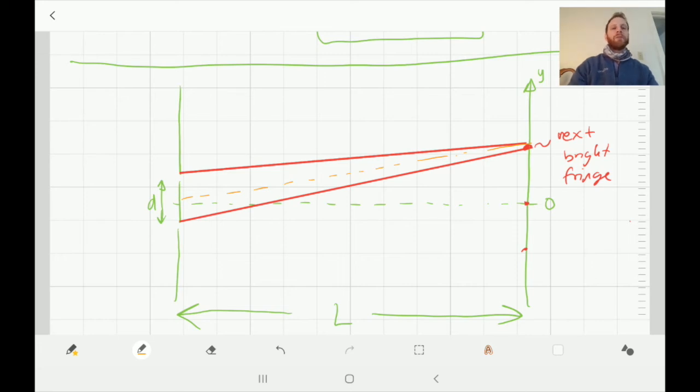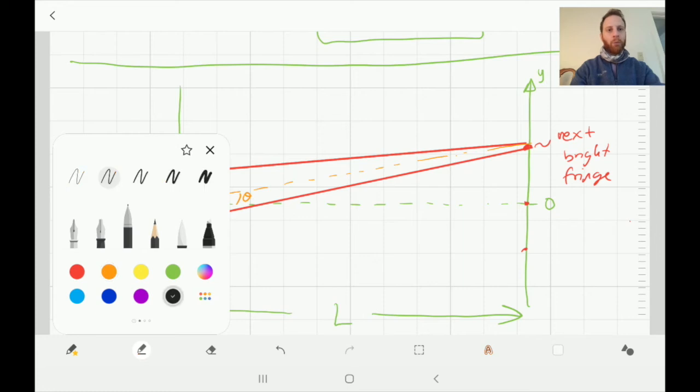And as it turns out, the angles here are all going to be pretty similar if L is much bigger than D, but let's indicate this as being the angle theta. Now, the path lengths from each of these slits to this bright fringe are not quite equal, but they are close to equal. Let me just point out to you where it would be equal.